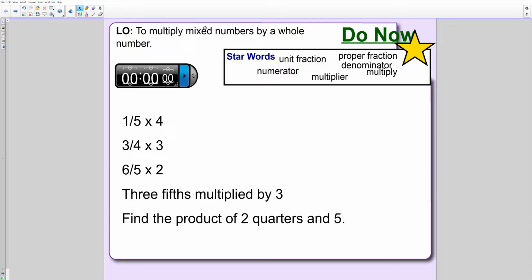Today we're going to be looking at multiplying mixed numbers by a whole number. So obviously over the last couple of days we've looked at multiplying unit fractions, that is to say fractions that are smaller than 1, by whole numbers. Now we're going to look at some other things.